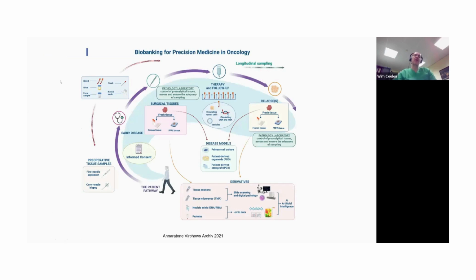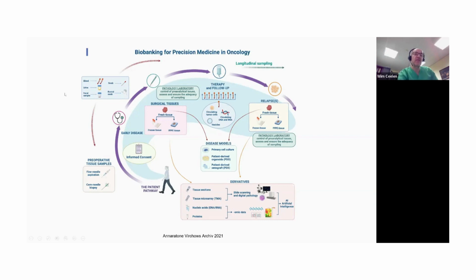And so this biobanking is, of course, not only applicable during the surgery, even though it's the most relevant step for us surgeons, but also at the moment of diagnosis. Biopsies are taken, core biopsies, fine needle biopsies, and also in the follow-up, patients can agree to provide material for additional biobanking.